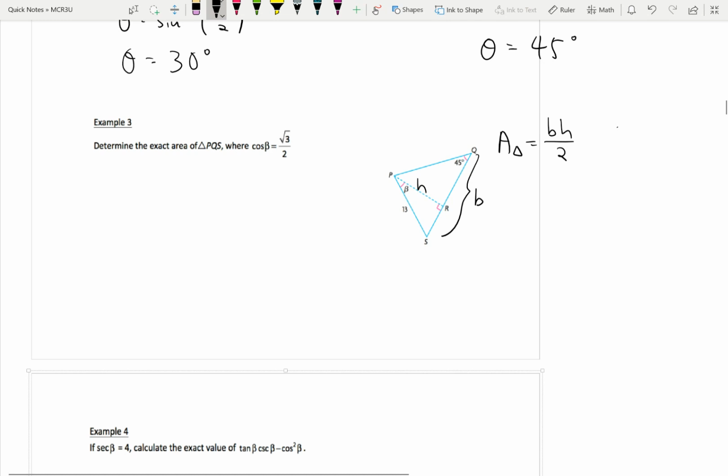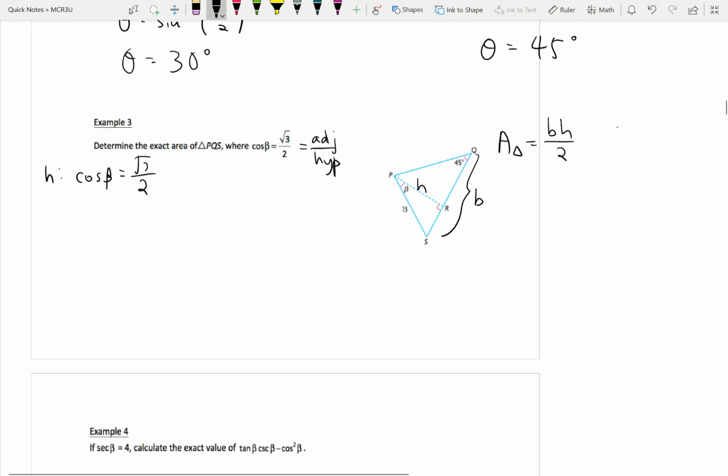Yeah, so I'm going to look for h first, the height. I'm going to be very organized and remember that cos theta equals root 3 over 2. Now, what's really interesting about this triangle TRS is that this hypotenuse is equal to 13, and we know that cos theta, or the cos ratio, is adjacent over hypotenuse.